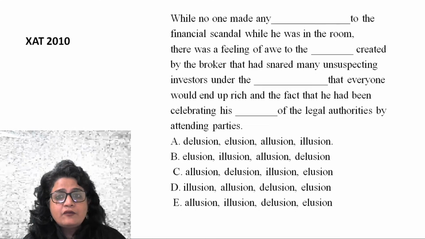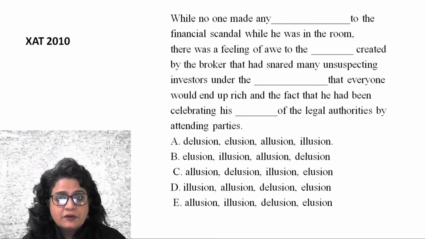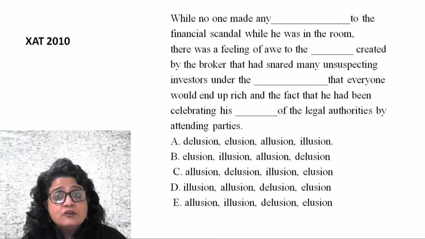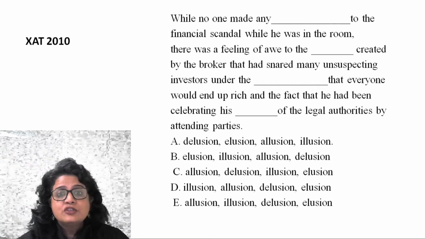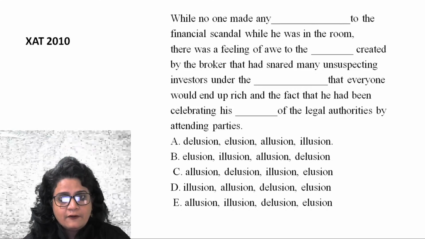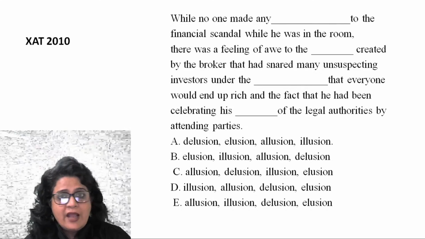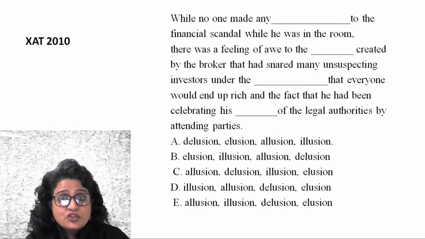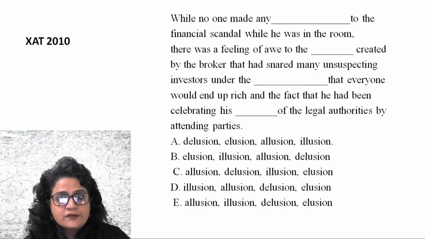Now, there was a feeling of awe to the illusion created. Awe, you are in awe, right? To the illusion created by the broker. So, illusion is bhram, that mirage, figment of your imagination. So, this broker had created that illusion, right? So, delusion and illusion, very thin line difference, right?